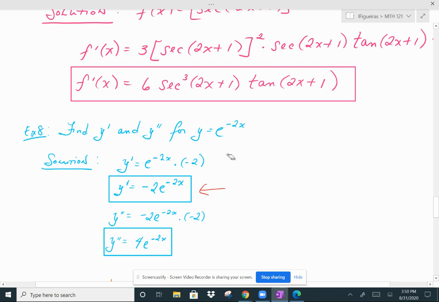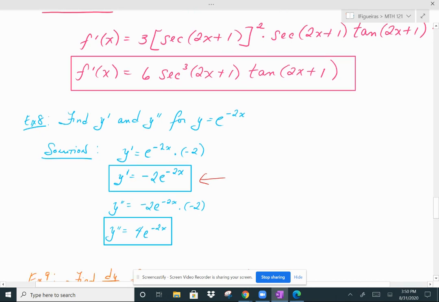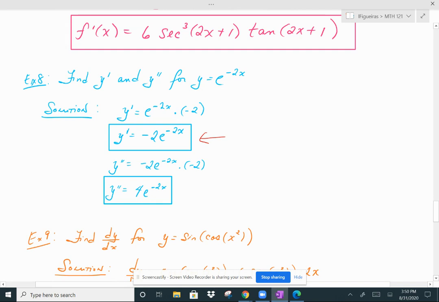When I need to take y double prime, you're still taking the derivative of e to the negative 2x using chain rule, but negative 2 is now a coefficient, so it gets multiplied by anything that you take the derivative of. So y double prime is going to be negative 2 times e to the negative 2x times negative 2. Again, this is your outer derivative, this is your inner derivative, and when you combine the negative 2's, you get that y double prime is 4e to the negative 2x.